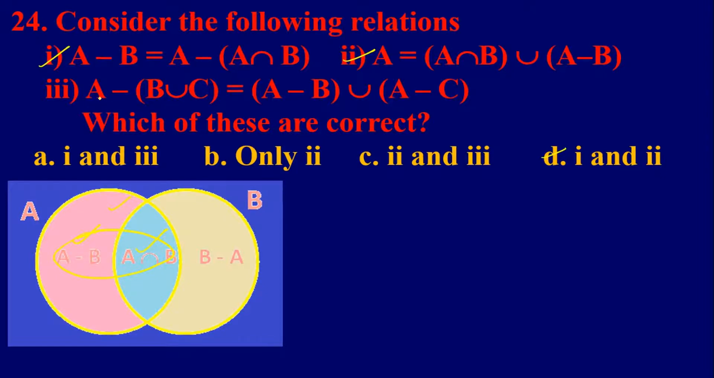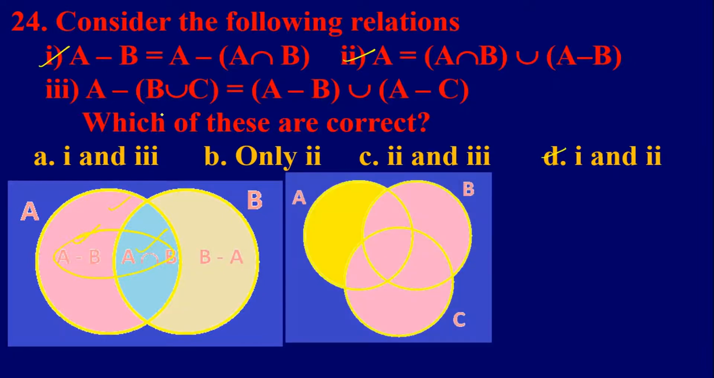In the third one, three sets are given: A, B and C. So we draw three sets A, B and C. Now it is given A minus B union C. From set A, that is this part, we have to subtract B union C. B union C means B and C together. When we subtract this part, we get this part, the yellow part. So that is A minus B union C.